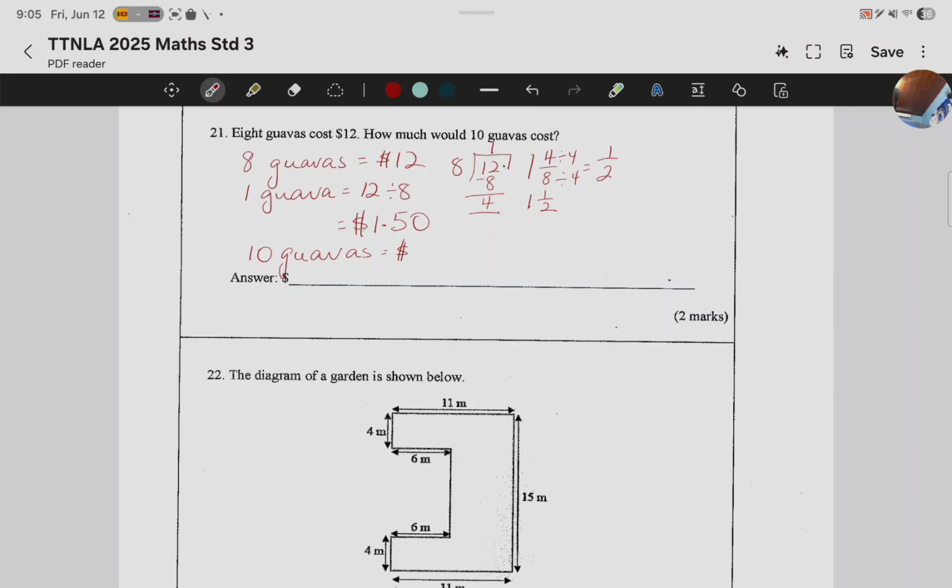To calculate the cost for 10 guavas, it will be the cost for one, which we just worked out to be $1.50, multiplied by 10, and that will give us $15. Alright.